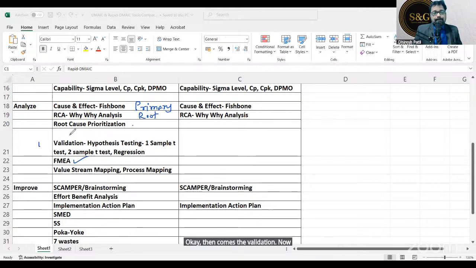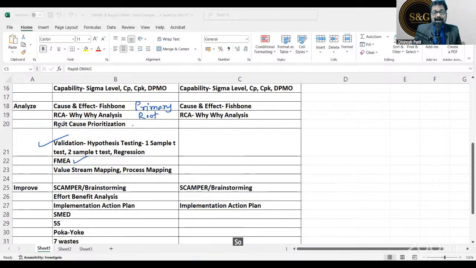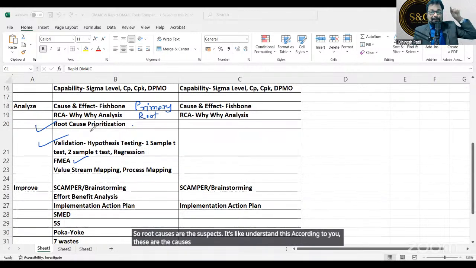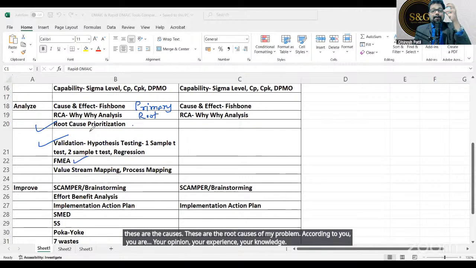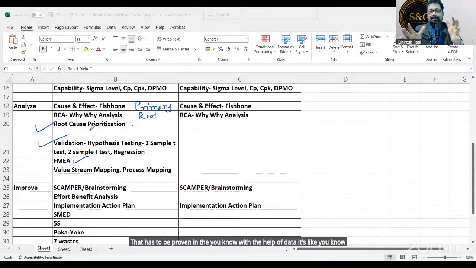Now, what is validation? Validation meaning proving your root causes with the help of data. It's a proof. So root causes are the suspects. Understand this. According to you, these are the root causes of my problem. According to your opinion, your experience, your knowledge, that has to be proven with the help of data. It's like the police, basically.